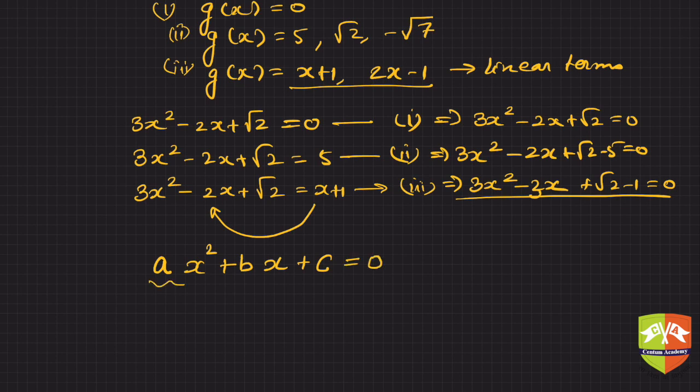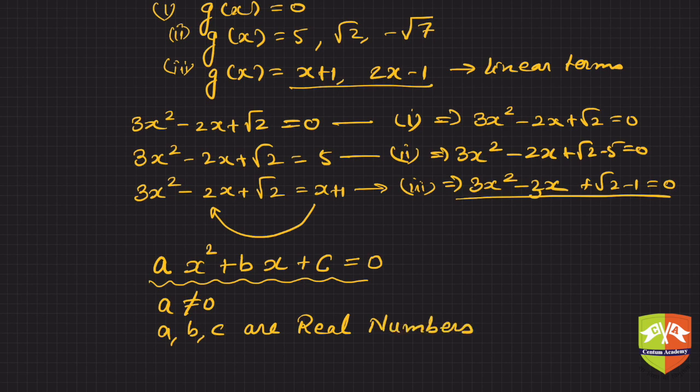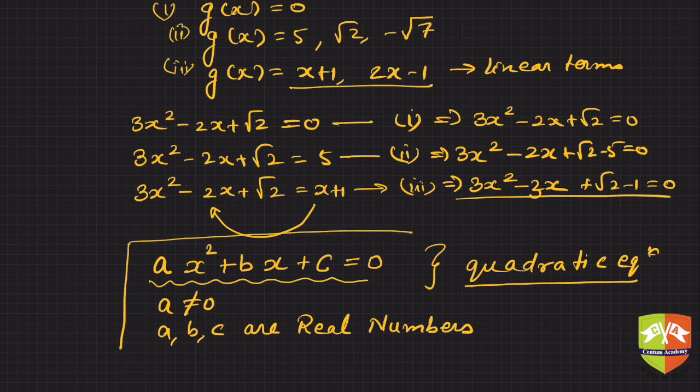So all the equations of this form, where a shouldn't be 0, and a, b and c are real numbers, this type of equation will be called a quadratic equation. I hope you understood. So please bear this in mind. You should actually write it somewhere as well: ax² + bx + c = 0, a ≠ 0, and a, b, c are real numbers. Such types of equations will be called quadratic equations.